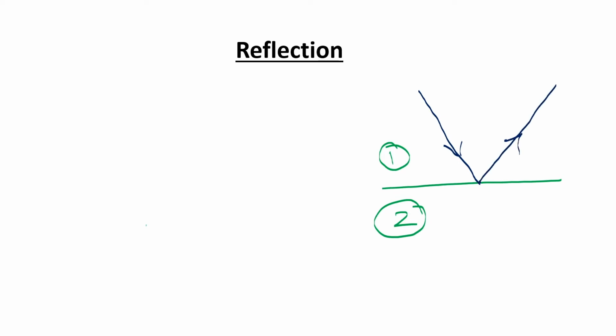Suppose this is medium 1 and this is medium 2, and an incident light ray falls from medium 1 to medium 2. Let this be the light ray. Then what happens? A portion of this light ray will be reflected back to the same medium. This is the point of incidence. The incident ray is falling at this point. This is called reflection of light.